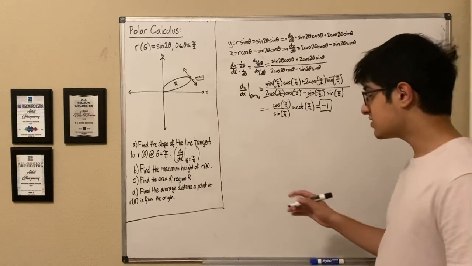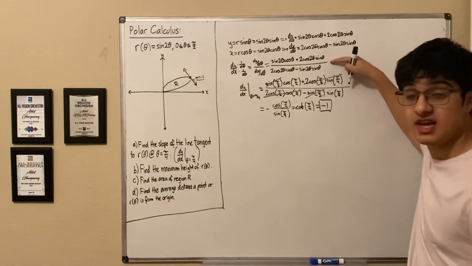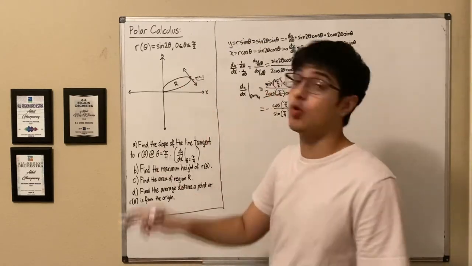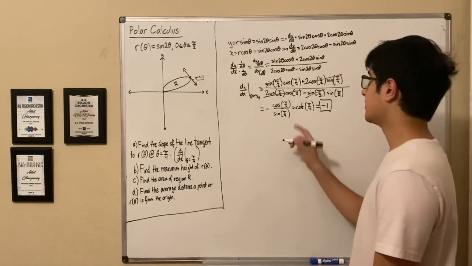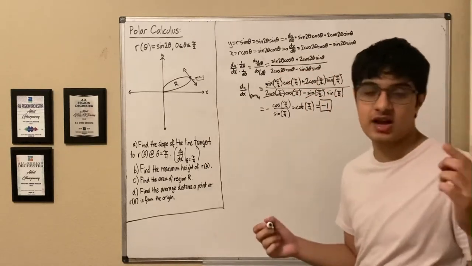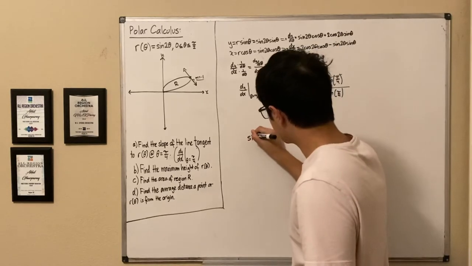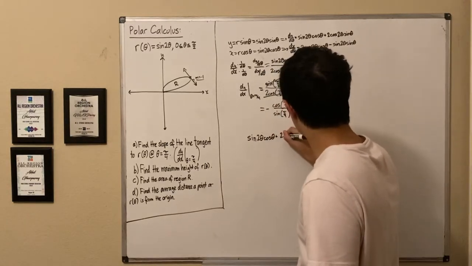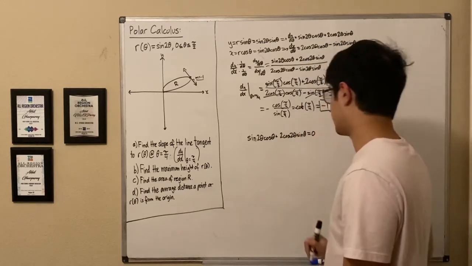So, in order to find the maximum height of our theta, we just set dy/dx equal to 0, because we know that we get maximums and minimums whenever there's a horizontal tangent, which is when dy/dx is 0. Whenever dy/dx is 0, you'll notice that this right here is pretty much irrelevant, because for a fraction to be 0, the numerator must be 0. So, sine 2 theta cosine theta plus 2 cosine 2 theta sine theta has to equal 0.